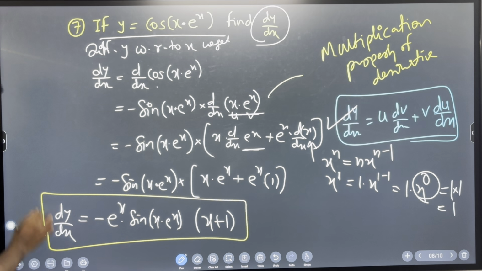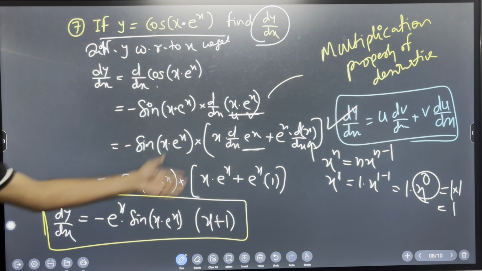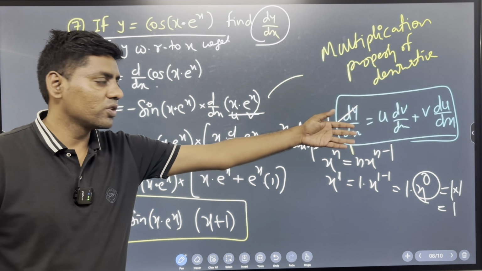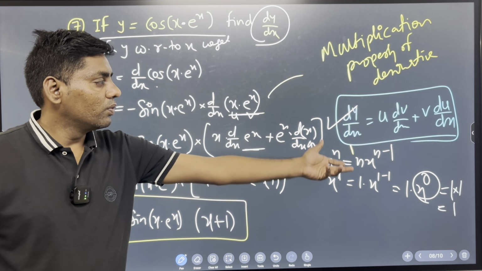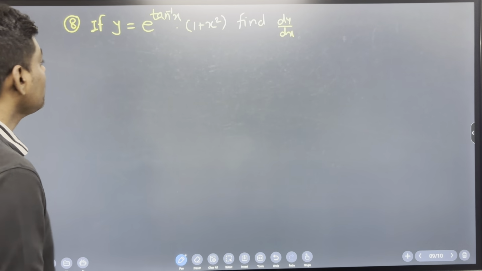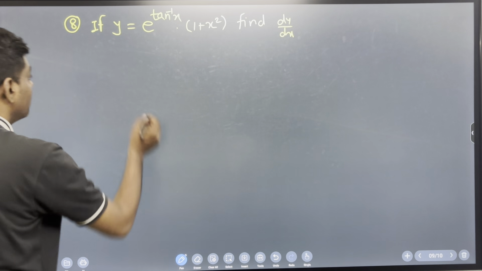Very easy, many times they ask it in the examination. So make sure that you make notes of the given example. Very easy by using the multiplication property of derivative, and it's very easy to remember: dy by dx equals u into dv by dx plus v into du by dx. So next we go for the next example. Again it's very easy to solve.